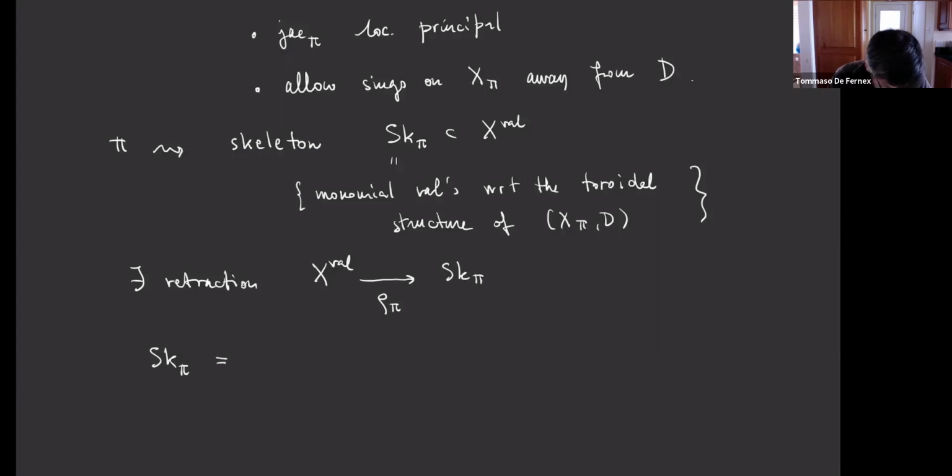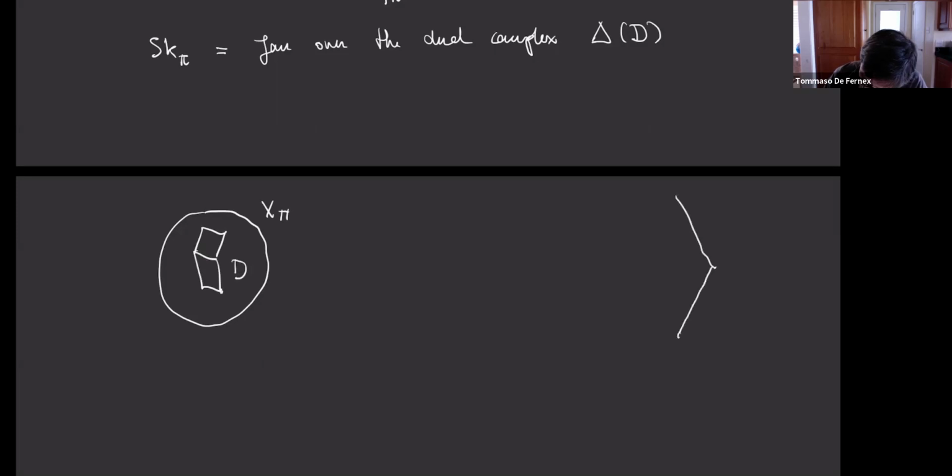So the skeleton can be thought of as a fan over the dual complex Delta of the divisor D. So let me just draw a picture. Suppose, for instance, that X is here, this X_pi, this is a model, and maybe D has two components, like that. And so if I draw the dual complex, in this case, it's going to have 3 vertices and 2 edges joined together. And if you just take a fan over that, this keeps going. So this is how the skeleton is going to look.